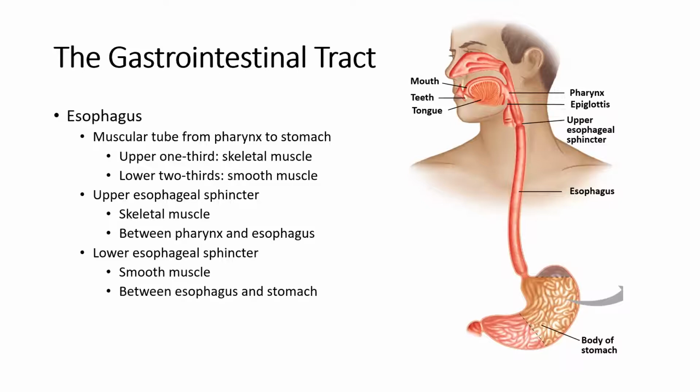The upper esophageal sphincter is skeletal muscle. This is the connection between the pharynx and the esophagus. This is under our voluntary control, so we can decide or choose to swallow something from our throat down into the beginning of the esophagus. But then the lower esophageal sphincter is purely smooth muscle. This is the connection between the esophagus and the stomach, and this we cannot voluntarily control, right? This is smooth muscle. The function of these two sphincters is to regulate the movement of food.